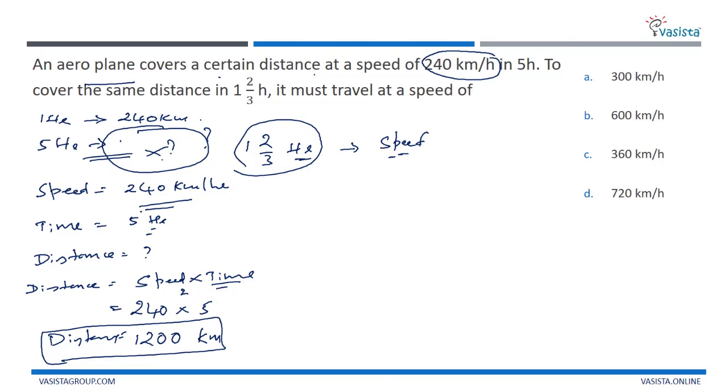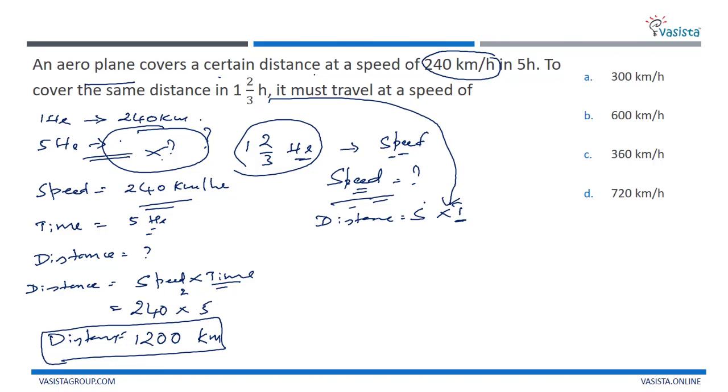Now what we are supposed to find? This 1200 kilometers it should cover in 1 2/3 hour. Then what is the speed of the aeroplane? That is what we are supposed to find, the speed of the aeroplane, in the second part. Now what we are supposed to do? We know that distance is equal to speed into time, right. Now we know the time, that is given, 1 2/3 hour, and speed we are supposed to find out. Distance we already found, that is 1200.